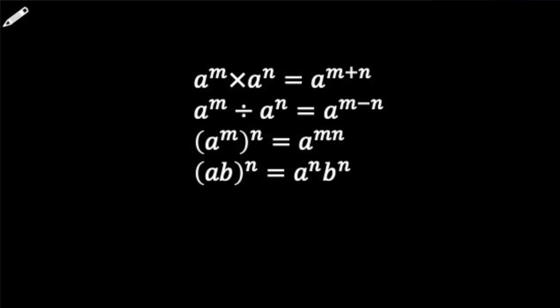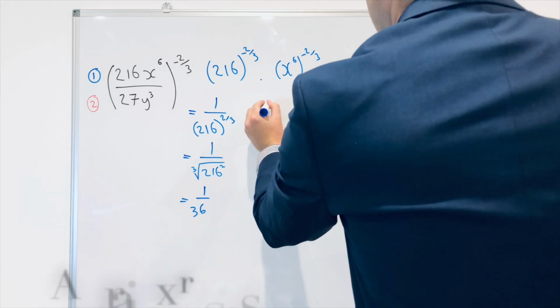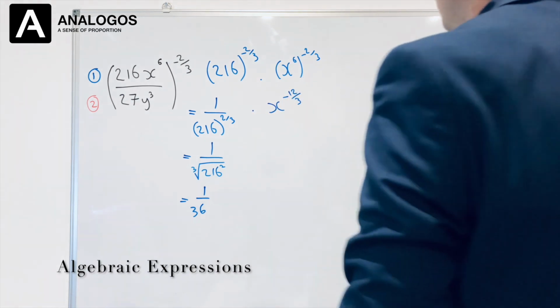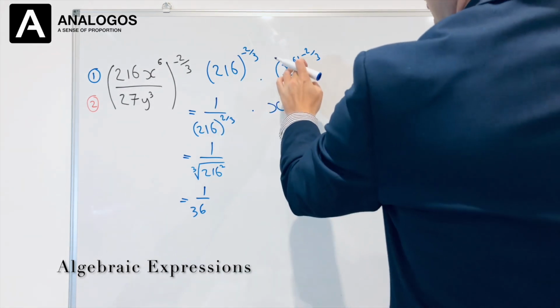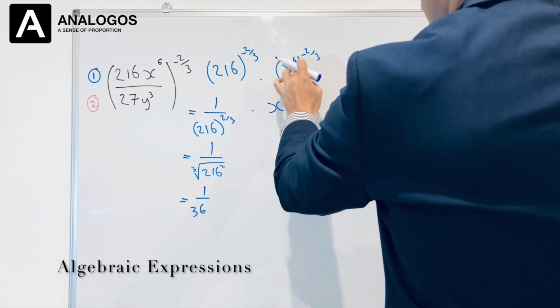So remember, if you've got a power inside, power outside, what do you do? You multiply. So that's going to give you x to the power of negative 12 over 3. Okay, and because that's effectively 6 over 1, we just don't put the denominator of 1 in. Okay, so 6 times negative 2 and 1 times 3.